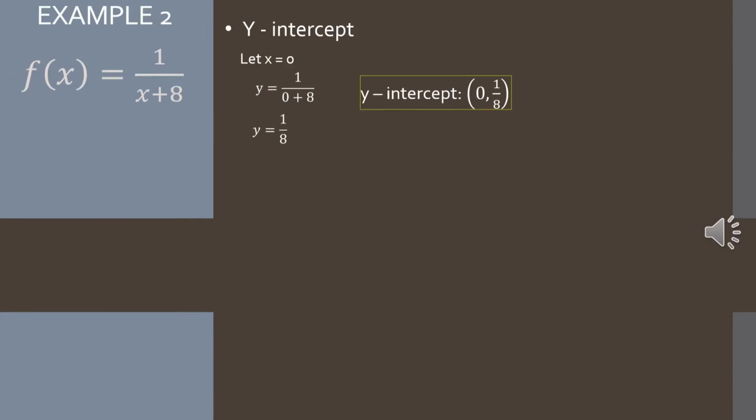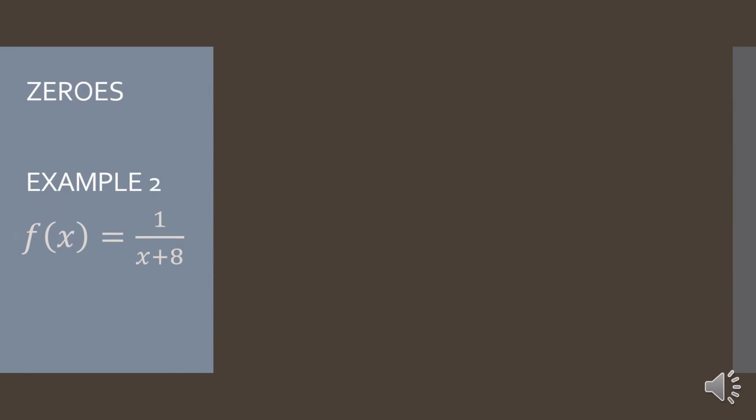So now, let us find the zeros of the function. To find the zero of the function, we need to let y be equal to 0. So 0 is equal to 1 over x plus 8, then we cross multiply. So the answer is 0 is equal to 1. Since 0 is not equal to 1, therefore the function has no zero.